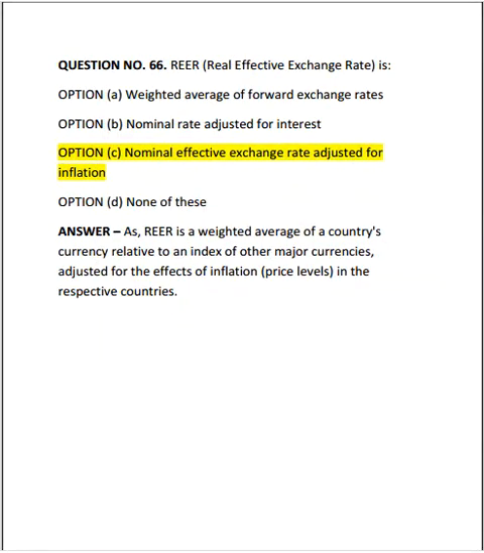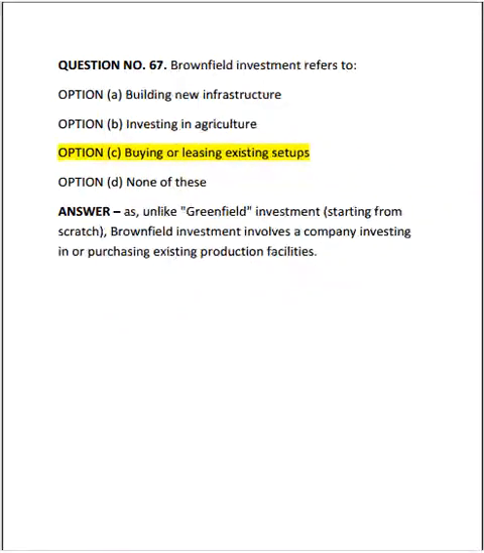Question No. 66. REER, real effective exchange rate is Option A. Weighted average of forward exchange rates. Option B. Nominal rate adjusted for interest. Option C. Nominal effective exchange rate adjusted for inflation. Option D. None of these. Answer: REER is a weighted average of a country's currency relative to an index of other major currencies, adjusted for the effects of inflation, price levels in the respective countries.